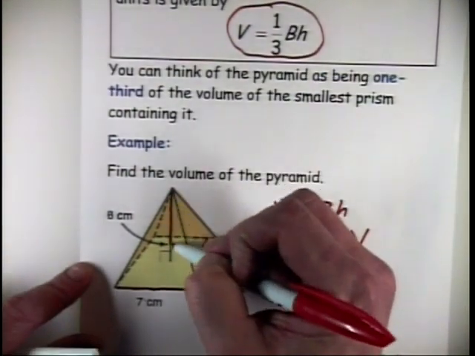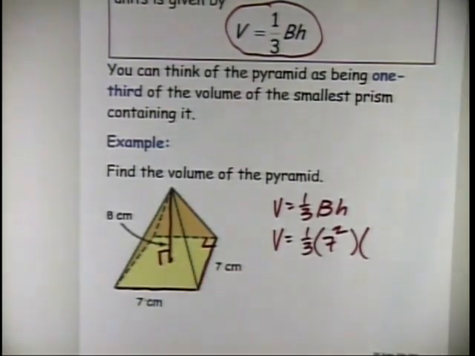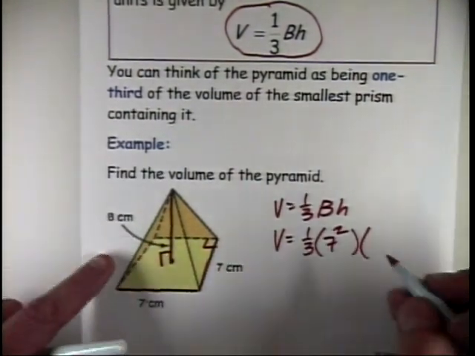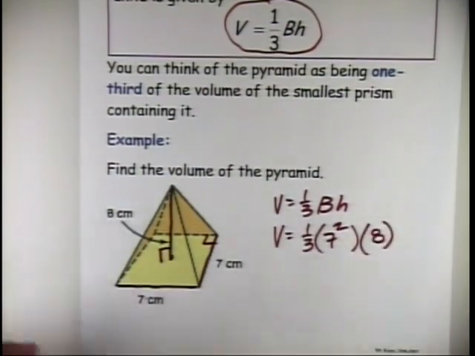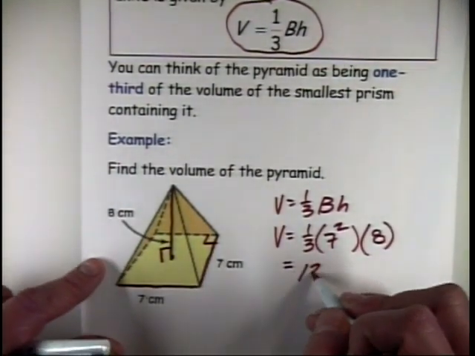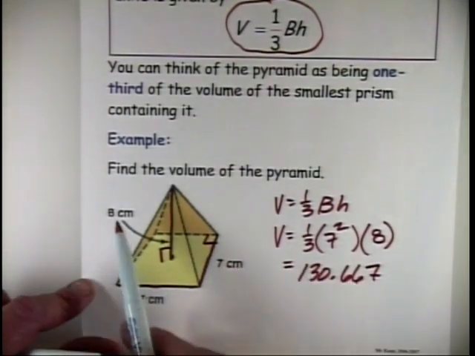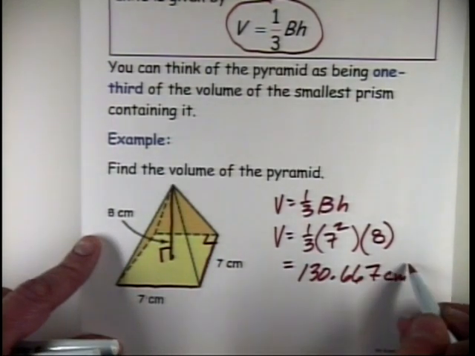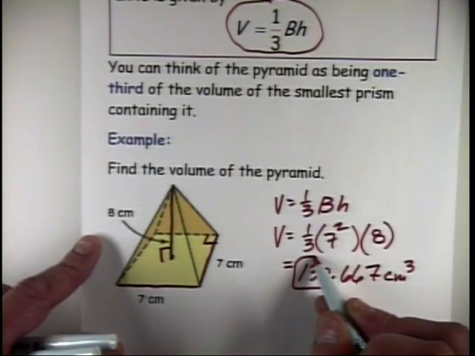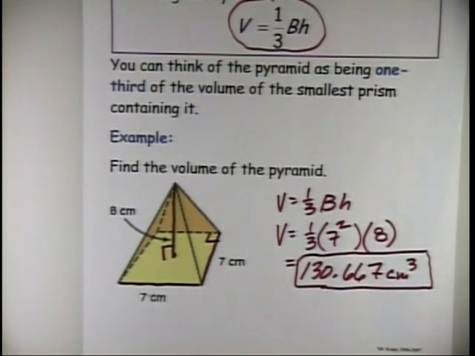Now, this problem is pretty convenient. They're giving us the perpendicular altitude to the floor in the middle of the square, which is, in fact, the height, and it's 8. So now I've carefully plugged in. It's just a matter of evaluating. And if I do that, I get about 130.667 centimeters times centimeters times centimeters gives me cubic centimeters. So that pyramid could hold about 130.667 cubic centimeters of mummies or Egyptian artifacts or anything else that it contains.